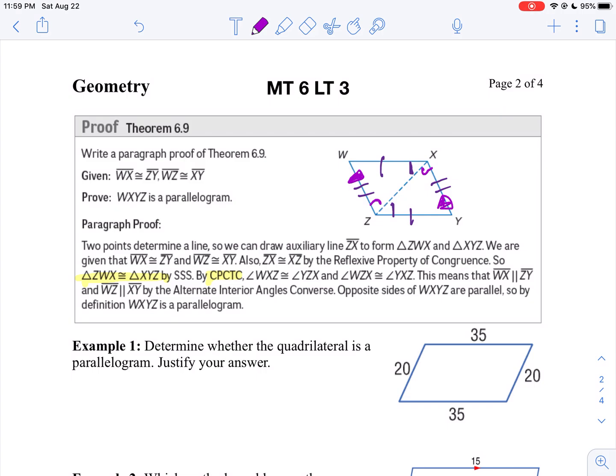And so now we have one pair of sides both parallel and congruent, and we could actually do it for the other angles too. That didn't look very nice. Try that again. So by alternate interior angles, WX is parallel to ZY. And by the definition of a parallelogram, we know when you have both pairs of opposite sides parallel, that makes it a parallelogram.